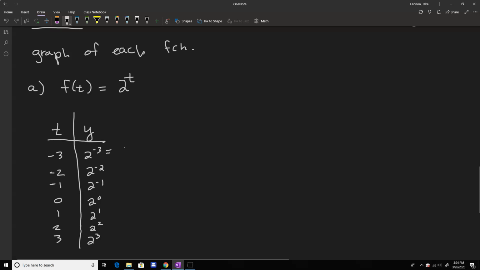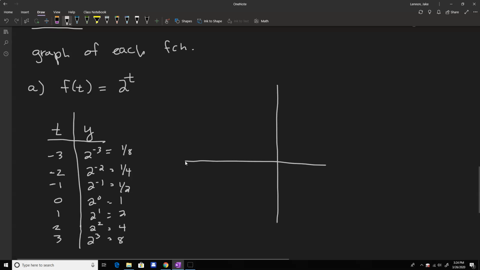So you can simplify each of these. This comes out to 1/8, 1/4, 1/2, 1, 2, 4, and 8. So each of these is a set of coordinates that we can go ahead and graph. So let's see, we need our input values to go up to at least 3 to the right and -3 to the left. And the output values are all positive, and they go up to 8. So 1, 2, 3, 4, 5, 6, 7, and 8.